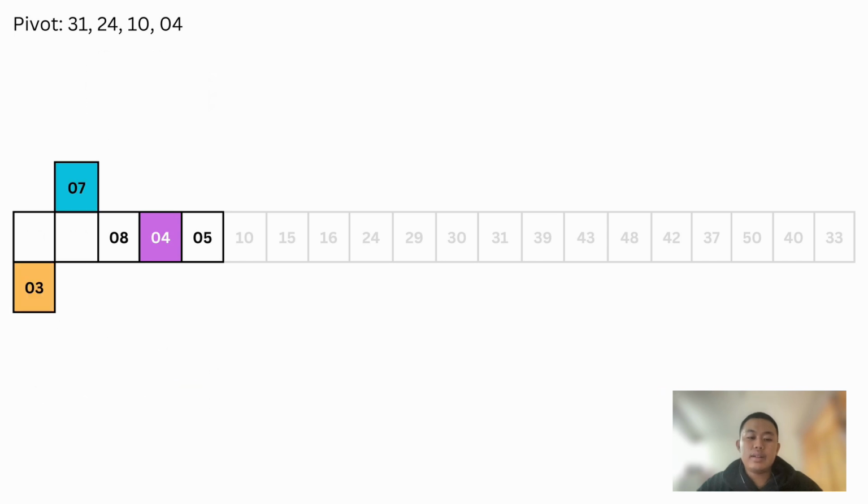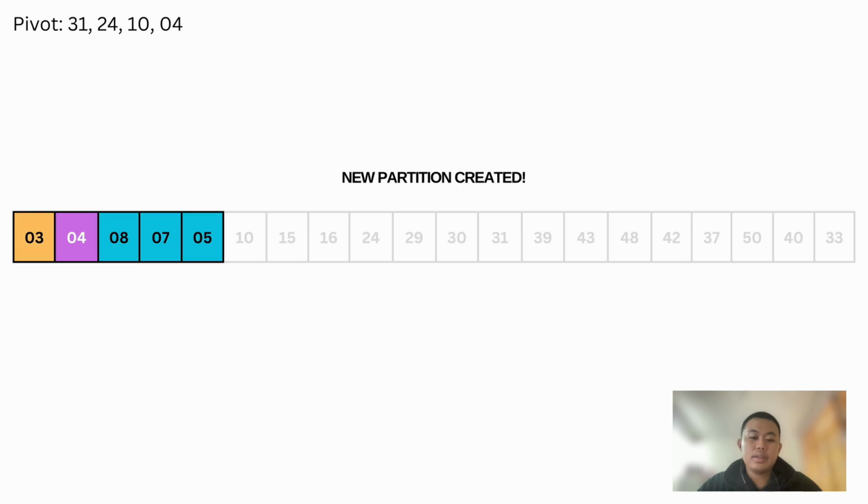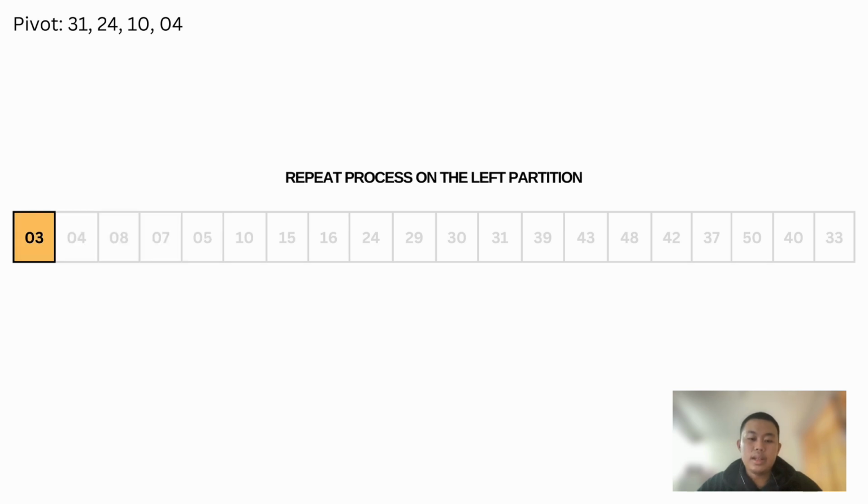Now the I and J counters have crossed, so now we would have to swap the I counter with the pivot. And then place the J counter to the left of the pivot. Now we've created a new partition. Then we'd sort the left partition.